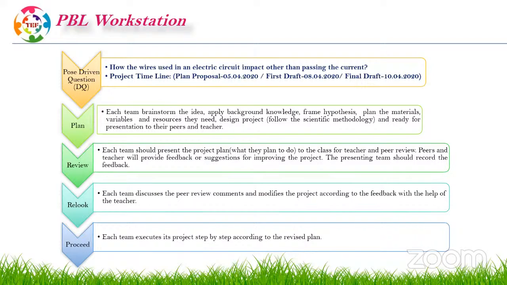So based on the feedback they received both from their peers and teacher, what will they do, they will relook the plan. Fourth step, they will relook, and fifth they will proceed with the project. So step by step according to the experimental method they will start proceeding with the project.